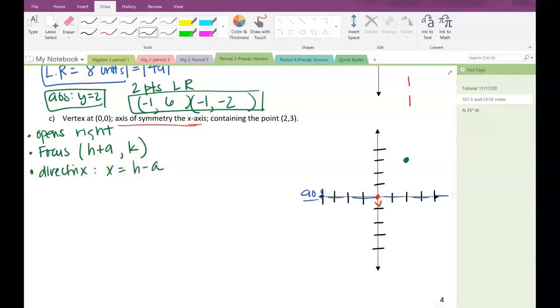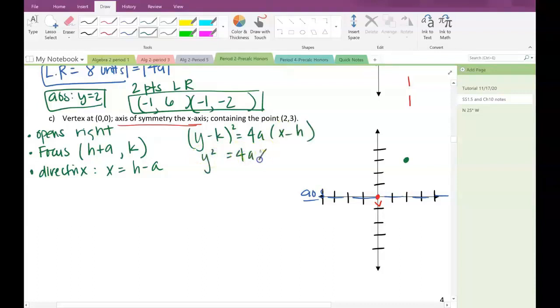All right, so let's write down the equation. We know it opens right, so let's just write down the formula first. So it's in our brain, okay, just like that. Well, h and k are both 0. So that means this is y squared equals 4 times a, and then just times x. Well, let's find a. They gave us a point, 2, 3. So let's plug that in. 3 is y, so that's 3 squared equals 4 times a, and 2 is x, so this is 9 equals 8a. Divide both sides by 8, so a equals 9 over 8.